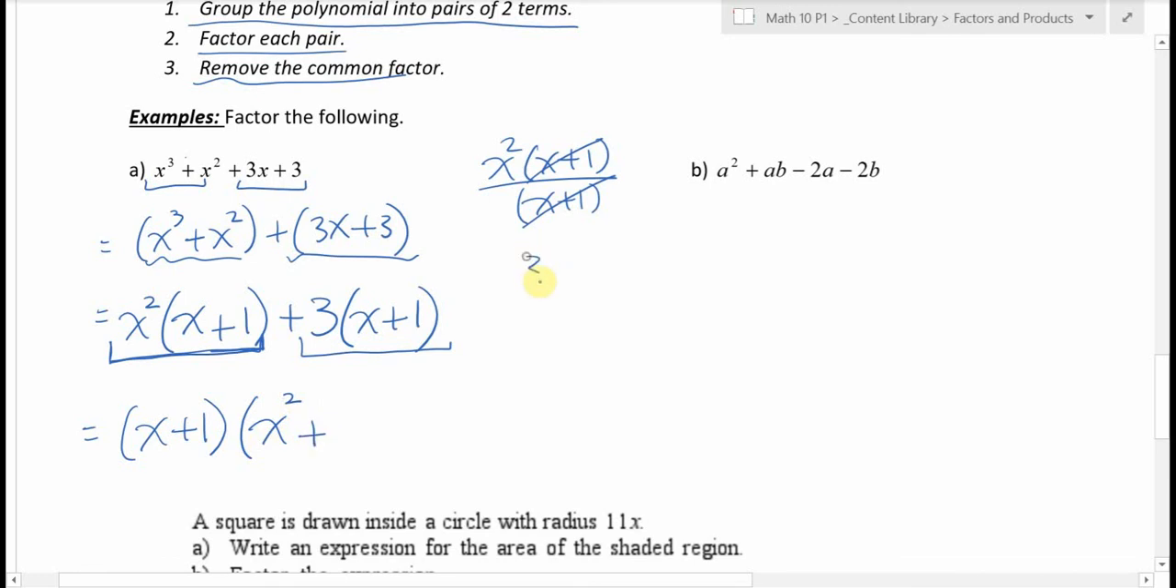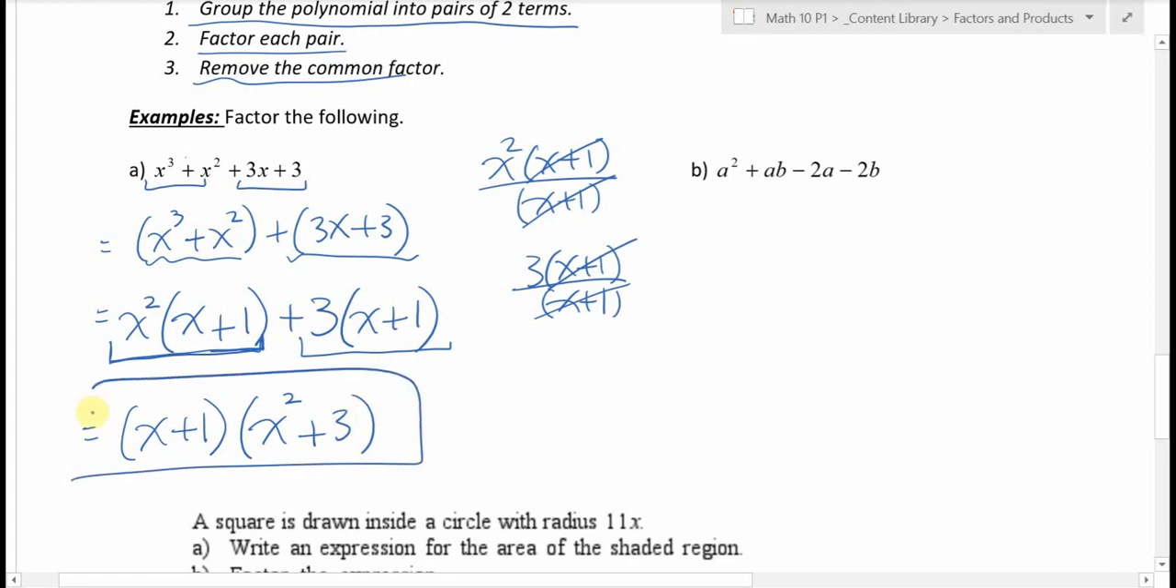Plus, if you do the same thing here, 3 times x plus 1. If you factor out x plus 1, again, it means you divide them. Again, they are completely identical, so you can just cross them out. And that is your final answer. So you end up with x plus 1 times x squared plus 3.